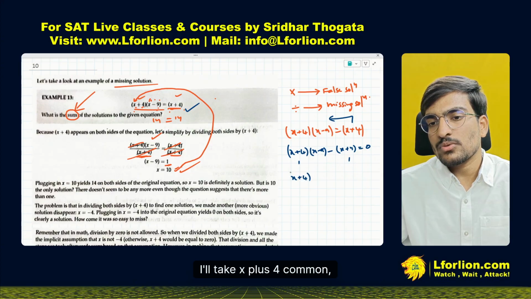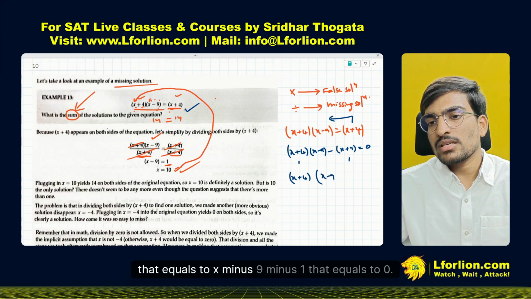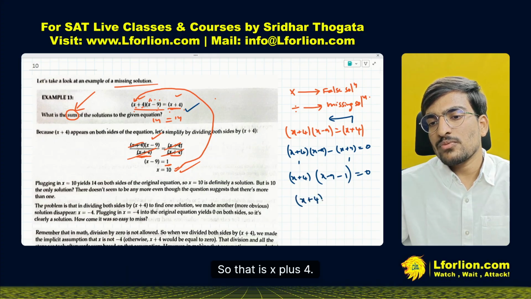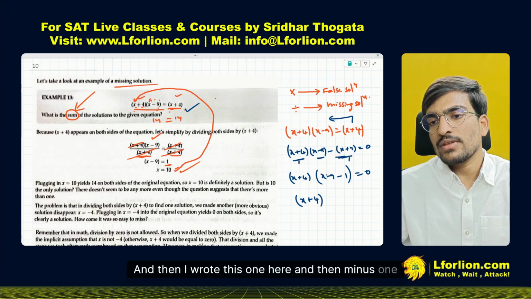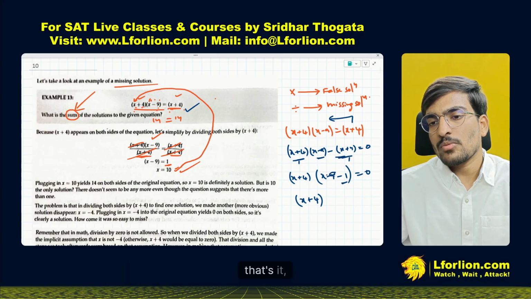I'll take x plus 4 common, that equals x minus 9 minus 1, that equals 0. So that is x plus 4. I just took this x plus 4 as common in both, and then I wrote this one here, and then minus 1 here. Just took common, that's it, nothing else.